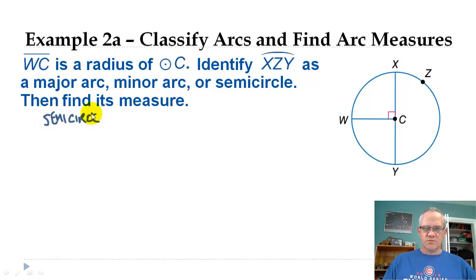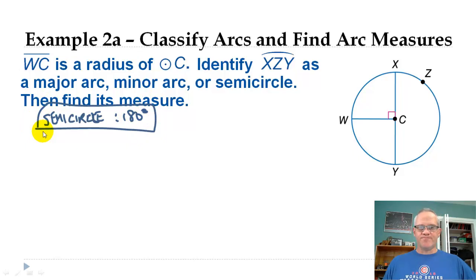Oops. There we go. You get the idea. Okay, and so a semicircle is always 180 degrees. I feel like I'm getting really sloppy in my writing there. Okay. Next.